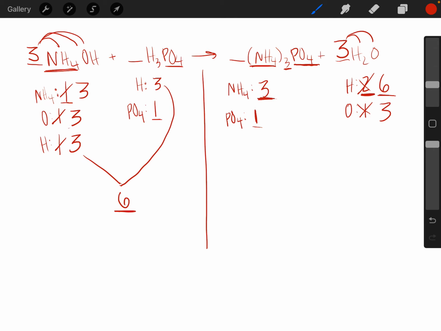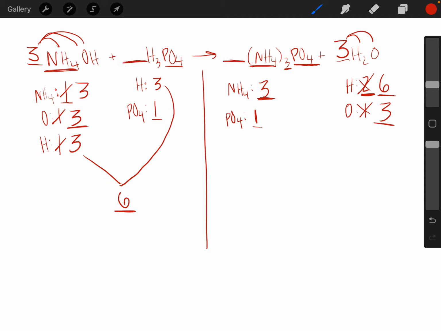Finally, I need to check my oxygens. I have 3 oxygens, so I'm chilling. Double check everybody. Ammoniums are happy, they have 3. Phosphates are happy, they have 1. Hydrogens are happy, they both have 6. And oxygens are happy because they both have 3.